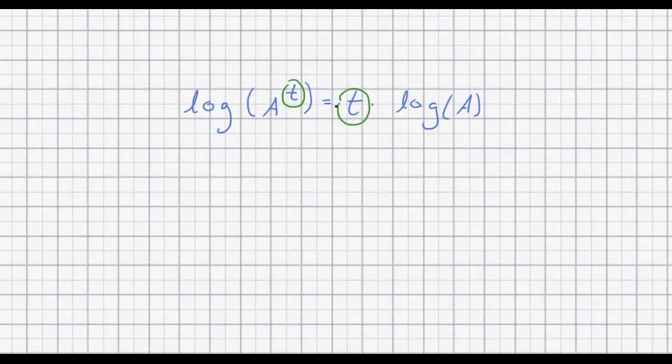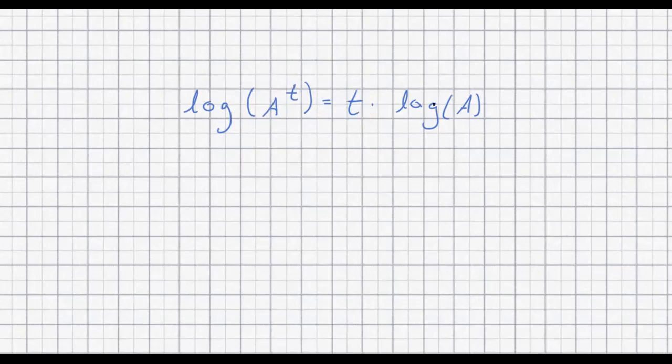If we have log of something, let's do a to represent anything, by the power of t, it equals t times log of a. According to the rules of the log, we can take this t and move it to be here. This is just a rule, just accept it.